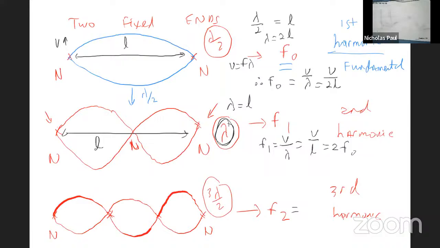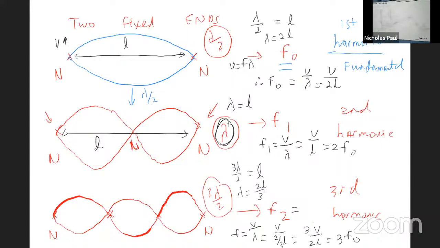So as I said here, 3 lambda over 2 is equal to the whole length of the string. If we rearrange this formula, you'll get lambda equal to 2L over 3. So if you try to find the frequency, f is equal to v over lambda, which is v over 2/3 L. If you rearrange the formula, you will get 3v over 2L, which is equal to 3F0.